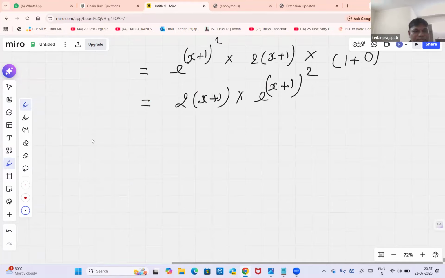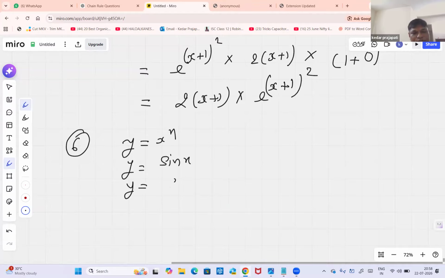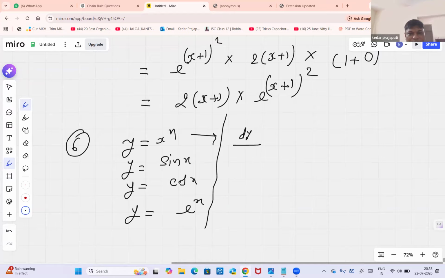So what did we learn so far? We learned y equal to x^n, right? y equal to sin x, y equal to cos x, right? And y equal to e^x. These four things we have done, right? Can you just tell me dy by dx for this? n into x to the power n minus 1.